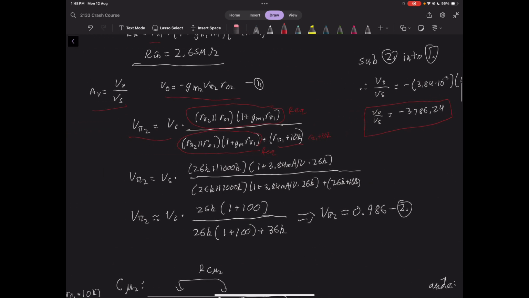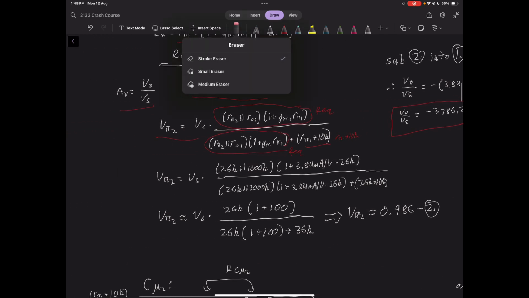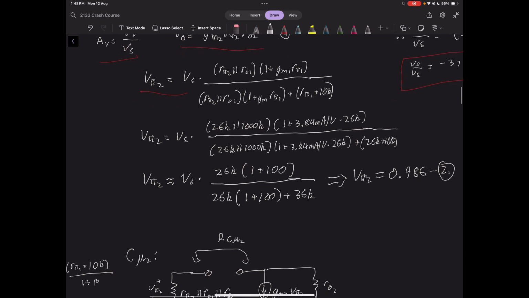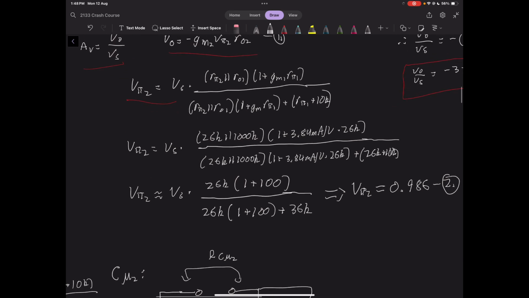We've now found everything we need. So we sub in some values here to find what V pi 2 in terms of Vs is going to equal. I will just comment on, you can see that I have made an approximation here. I have assumed that 26K in parallel with 100K is approximately equal to 26K, which is essentially like saying this resistor, R01, is actually open because it's too big.